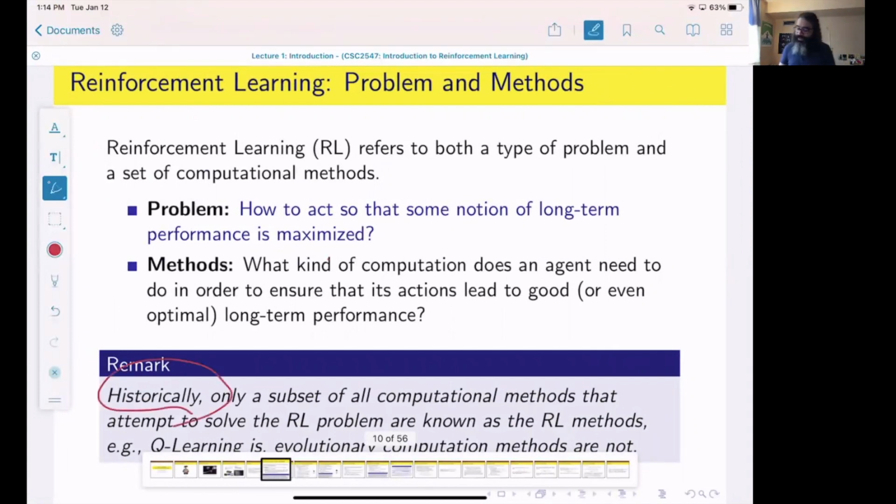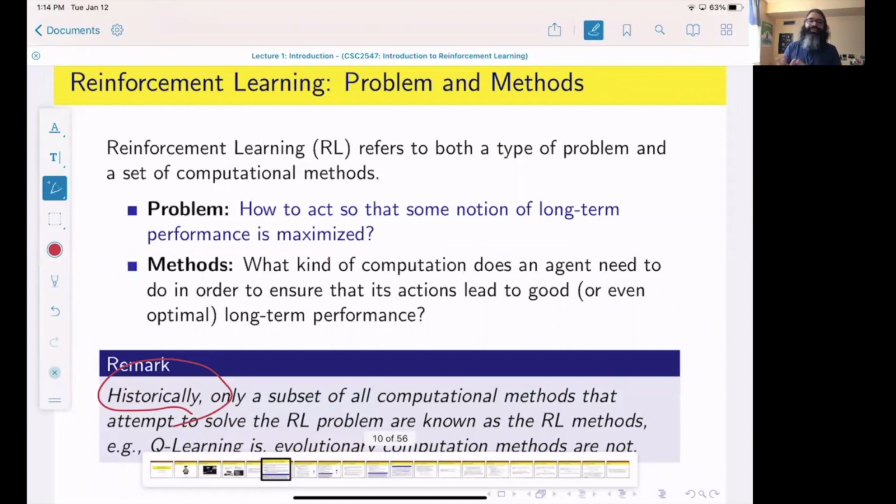Historically, there are a lot of computational methods that people can use to solve reinforcement learning problems. But only a subset of all those methods are known as reinforcement learning methods. For example, you can use evolutionary algorithms like genetic algorithms to solve problems that look like a reinforcement learning problem. But usually in the RL community, we don't recognize them as an RL method. On the other hand, when we talk about something like Q-learning, that's of course an RL method.